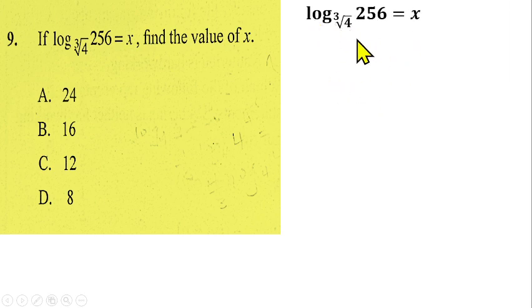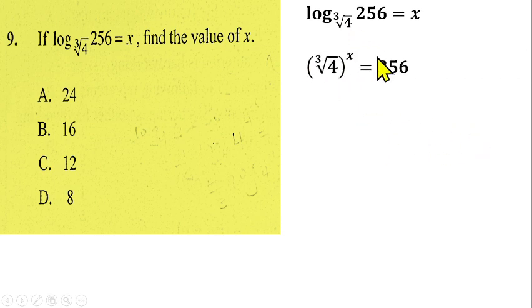If you understand logarithm very well, it's saying how many times can you raise the cube root of 4 to the power of x to give us 256. How many times can you raise this base to get 256? That's the meaning of logarithm. If you want to understand logarithm very well, you can check my video on logarithm on this channel, where I explain everything on logarithm.